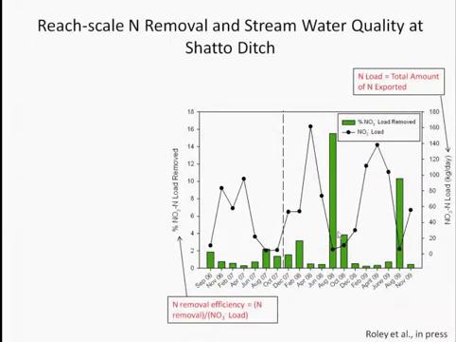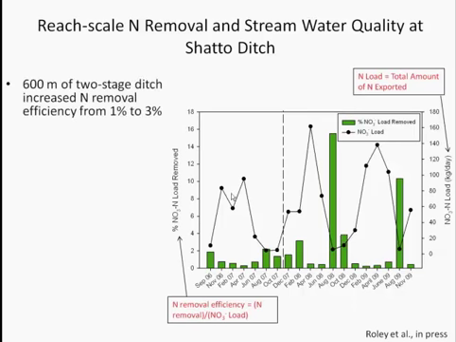So the next thing we looked at was nitrogen removal efficiency. That's just the nitrogen removal that I showed in the previous slide divided by the nitrate load. And there's quite a range in this as well. First point is that we increased the nitrogen removal efficiency from 1% to 3%. So prior to putting in the two-stage ditch, that stream bottom was processing and removing 1% of the load. Now it's processing and removing 3% of the load. And there's some interesting points we can make here.